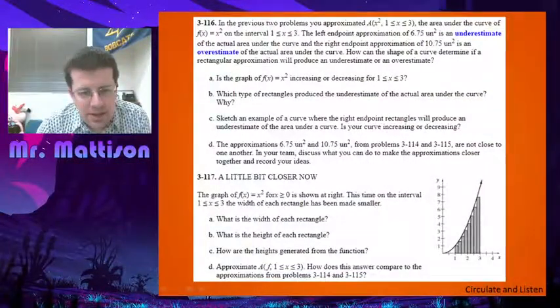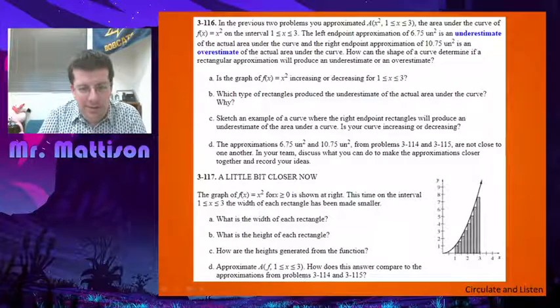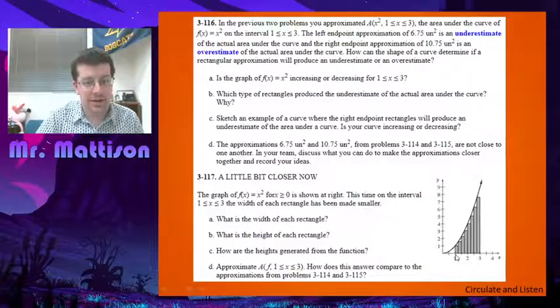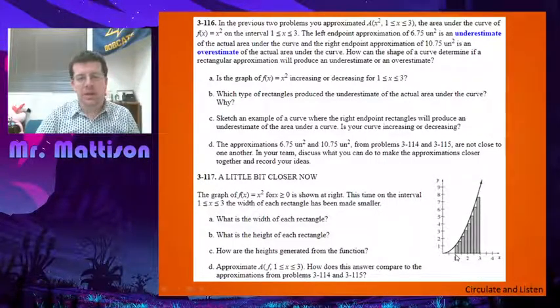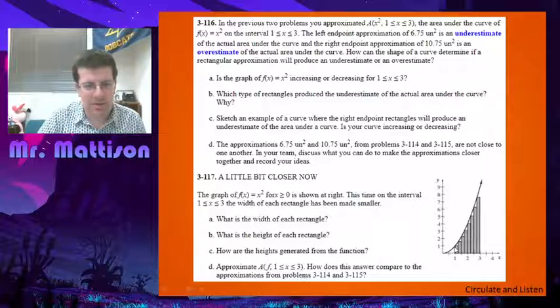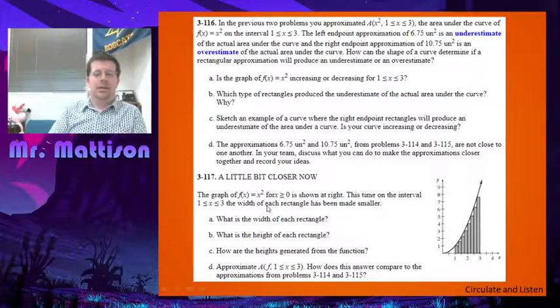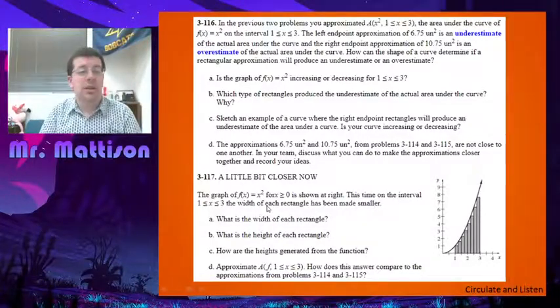All right, here we go. So 117. We're going to do that same graph, the same interval, but now we're going to make our rectangles more narrow. So over here, I now have four rectangles between 1 and 2, so the width is now 0.25. If the width is 0.25, the height is still based off of x squared, so that's what I've got to plug in. How are the heights generated from the function? Again, we plug the x value into the equation here. And then let's compute this and see how our answer compares.